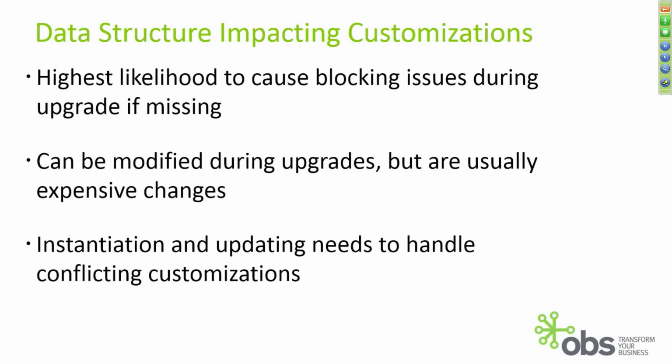The second category is data structure impacting customizations. These have the highest likelihood of causing a blocking issue that will stop your upgrade from proceeding if they're missing, so it's really critical you get these across. You can change them during the upgrade, but this can usually be quite expensive. So we would generally suggest that if you do want to make changes to any of your data structure, you do that as a separate piece of work from the upgrade itself. And you may need to deal with conflicting customizations, particularly if something's been upgraded multiple times through the life of your farm. You might have some sites with an old version of a customization and some sites with a newer version, so that's something to keep in mind.